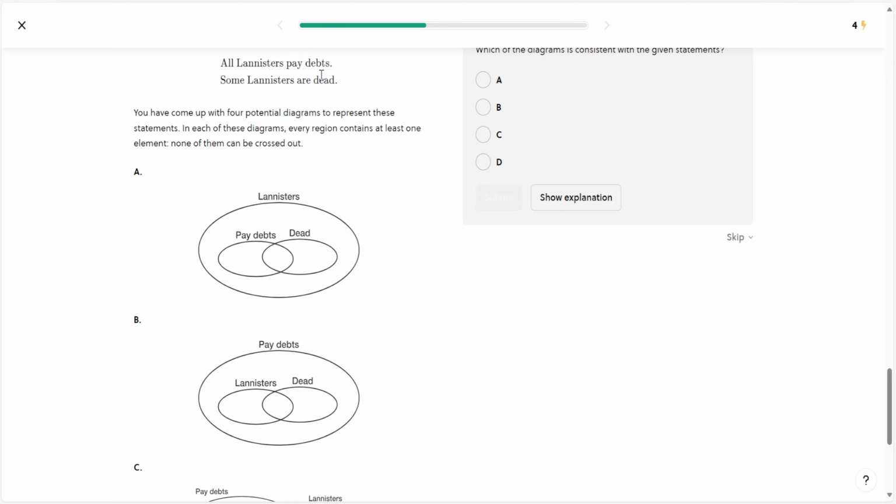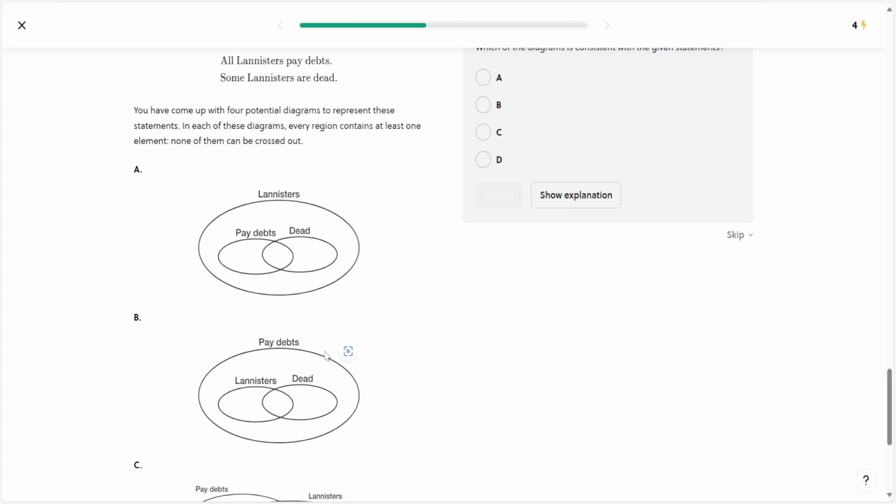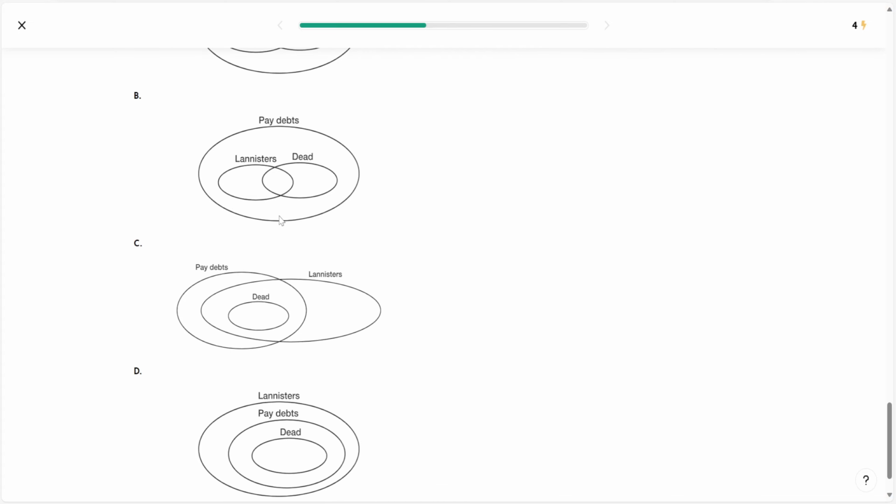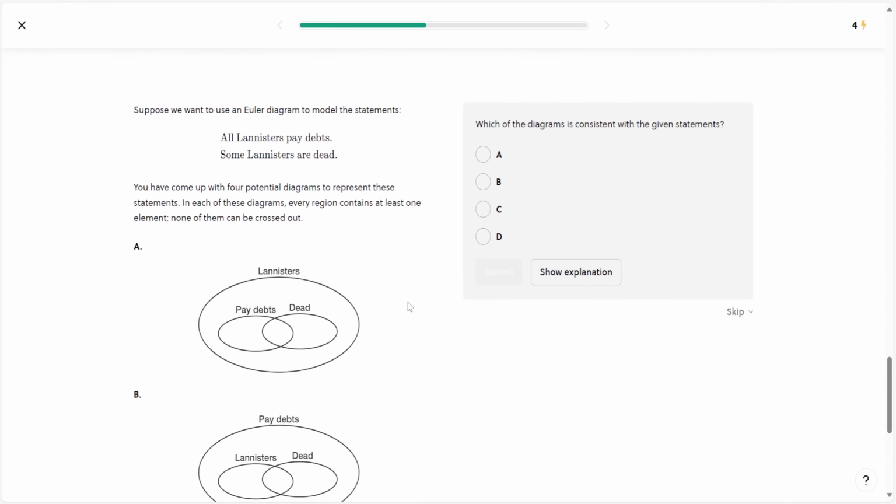So all Lannisters pay debts. Some Lannisters are dead. So all the Lannisters have to be in the pay debts, and some of them are dead. So it's got to be B, hasn't it? All Lannisters pay debts. All Lannisters. Yeah, it's got to be B.